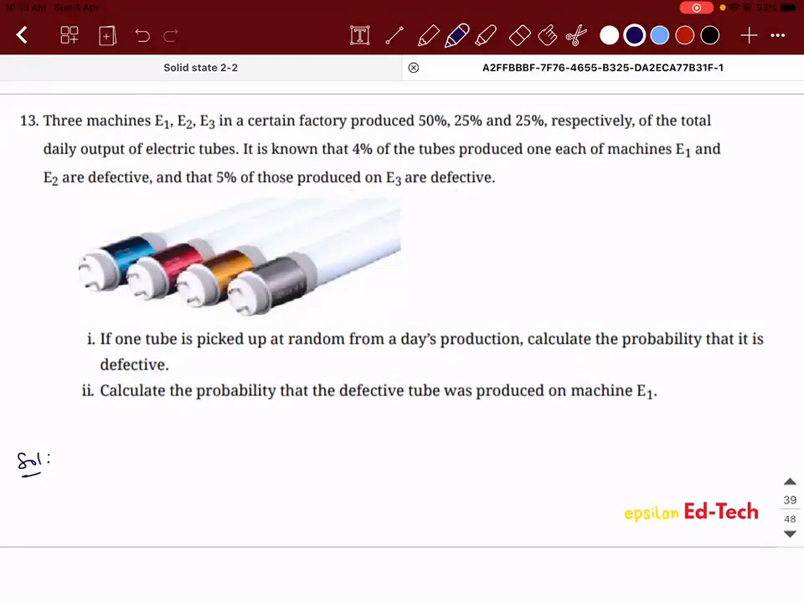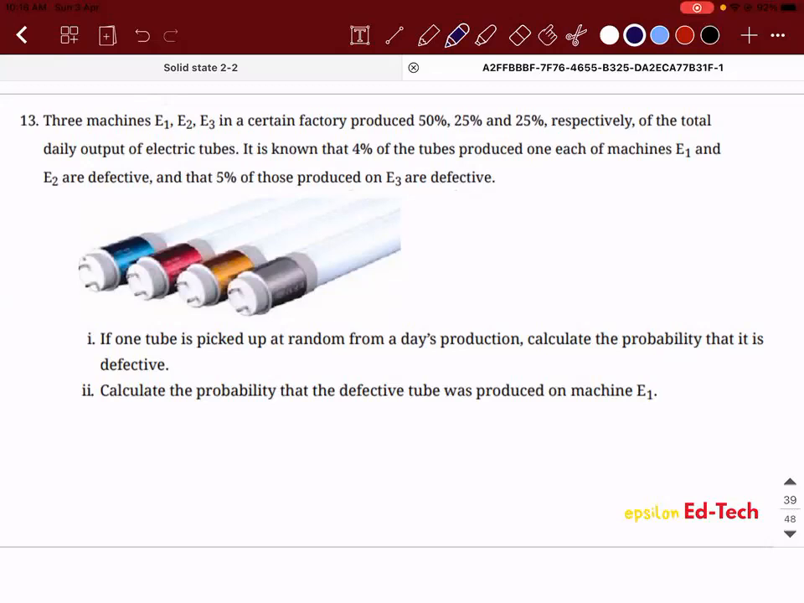Because if I consider the number of tubes produced in a day as X, then 50% of X would be the number of tubes produced by machine E1, and out of that, 4% of 50% of X would be the number of defective tubes. So the top part would be 4% of 50% of X plus the same for E2 and E3. You have to calculate individually and add them up. Then I divided it by X, so I got the answer as 17 by 400.